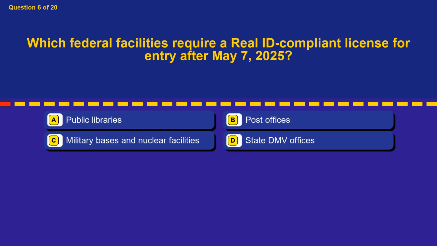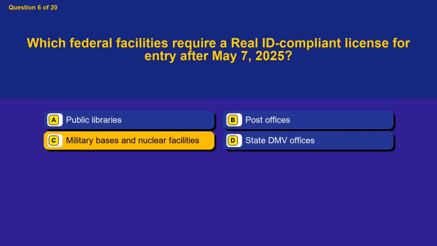Question 6. Which federal facilities require a Real ID compliant license for entry after May 7, 2025? Option A, public libraries. Option B, post offices. Option C, military bases and nuclear facilities. Option D, state DMV offices.